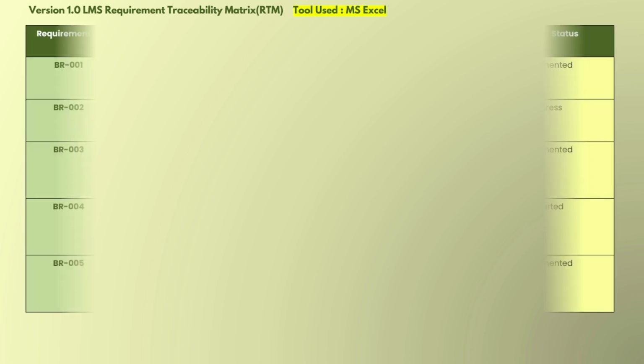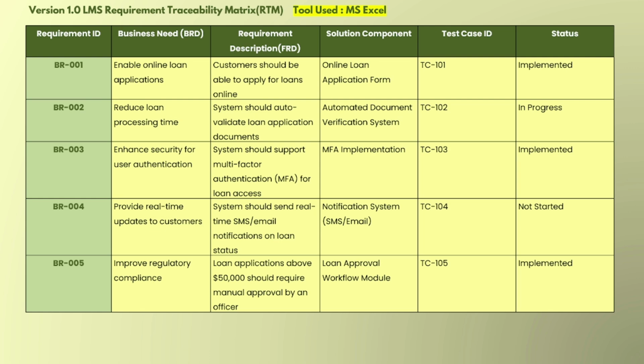Let's see what exactly is in this particular requirement traceability matrix. So first is requirement ID. I wrote it down as BR001. So what is the business need? Business need is taken from the business requirement document. So the need is to enable online loan application. Okay, that's the business need they have provided to us. Now we have converted that business need into a requirement and noted it down in the functional requirement document. And from the functional requirement document, we capture that the customer should be able to apply for loans. So this is the requirement description.